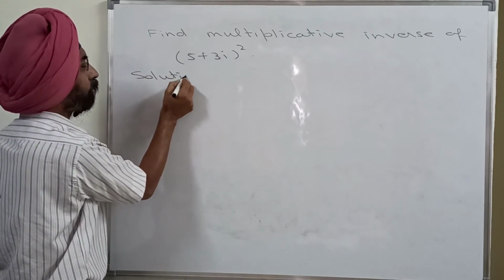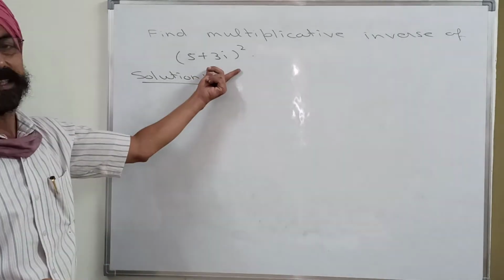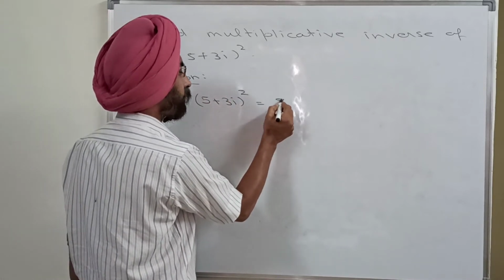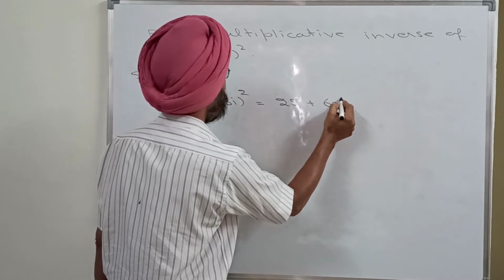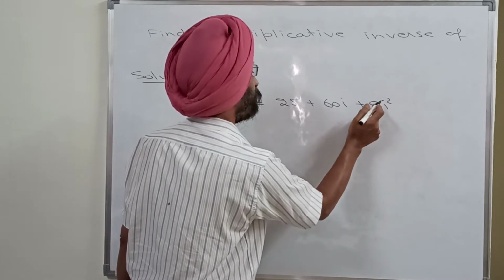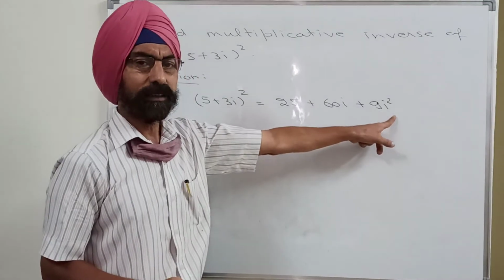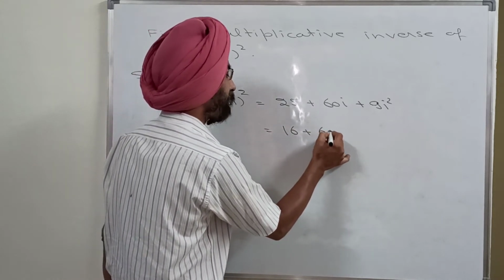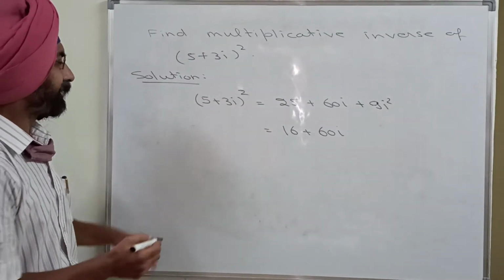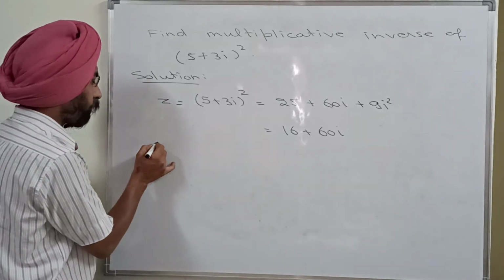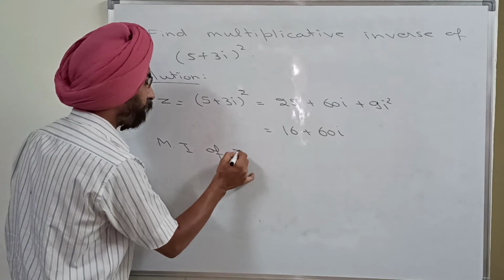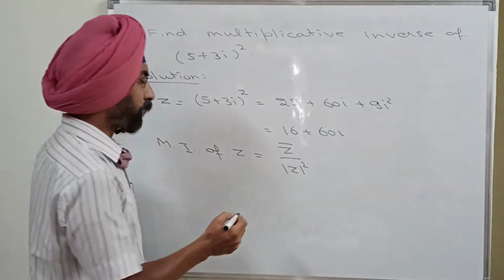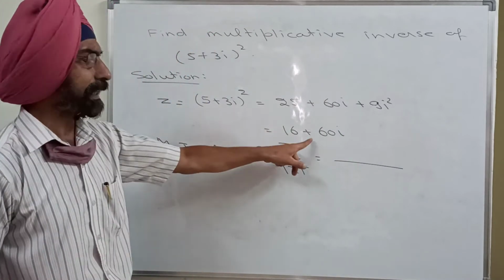For the solution, what you have to do, first of all, is simplify this complex number. This is (5 + 3i) square. That means 25 plus 60i plus 9i square. And i square is -1, so it is -9. 25 minus 9 is 16, and plus 60i. This is your z. Now, the multiplicative inverse of z is z bar over mod z square. So what is it now? Your z was 16 plus 60i.